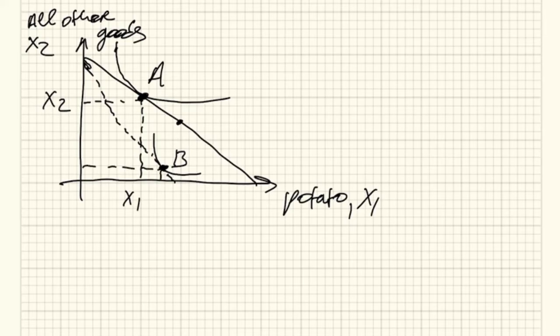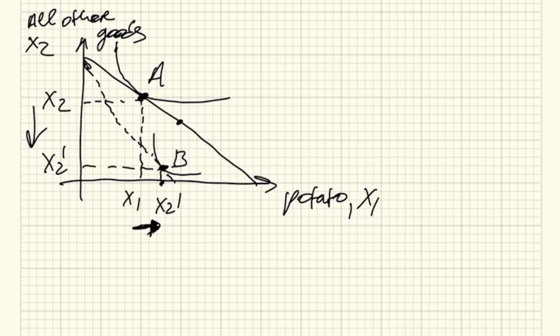So they have to reduce consumption of all other goods, and this reduction in consumption of all other goods allows them to expand marginally, increasing consumption of potatoes. So that's what you see on the graph.